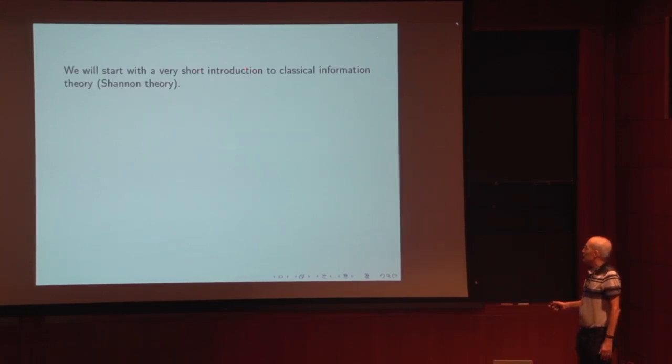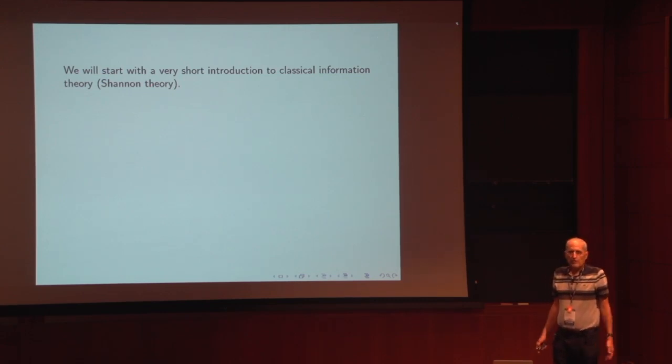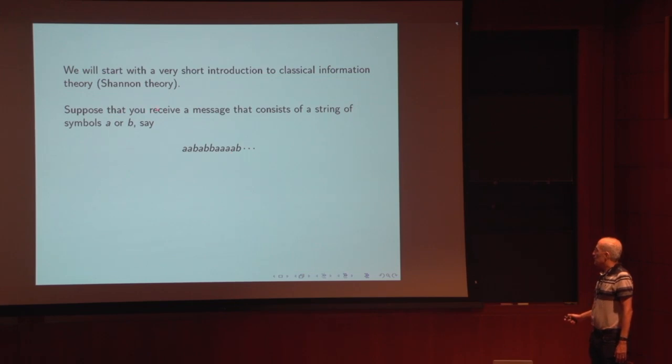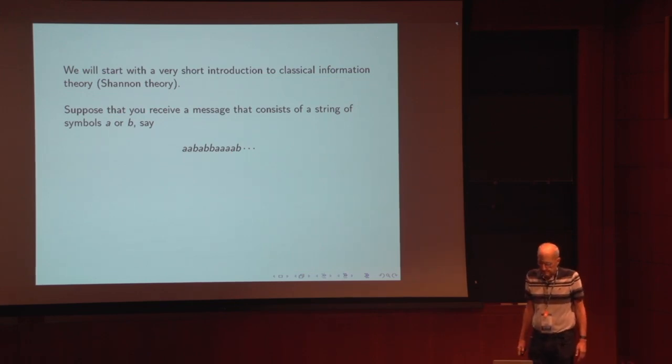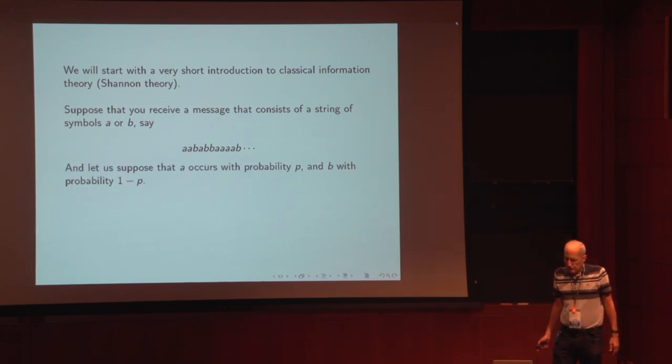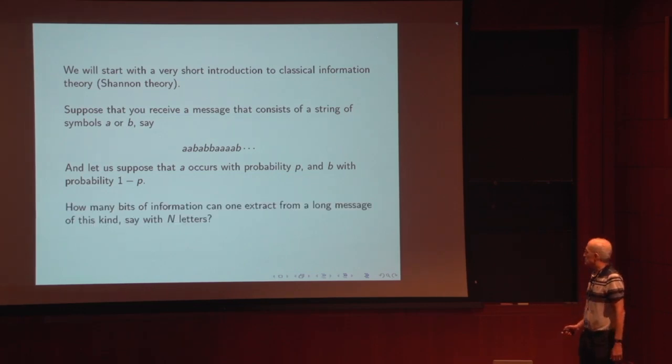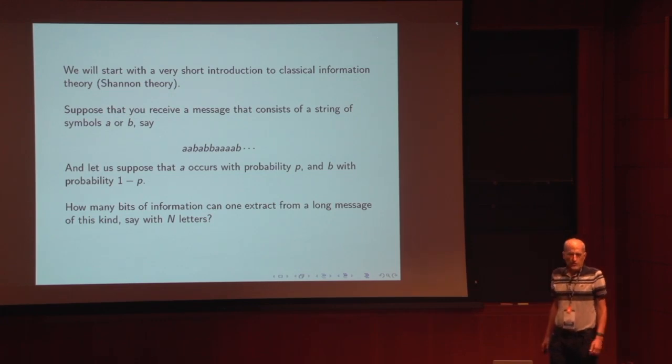So we'll start with a very short introduction to classical information theory, which is also called Shannon theory. So imagine receiving a message consisting of a string of symbols A or B, a sequence that's random, except that you know that A occurs with probability p and B with probability 1 minus p. When I say random, what I really mean is you know nothing else about what the sequence is going to be. How many bits of information can you extract from a long message of this kind, say with n letters?